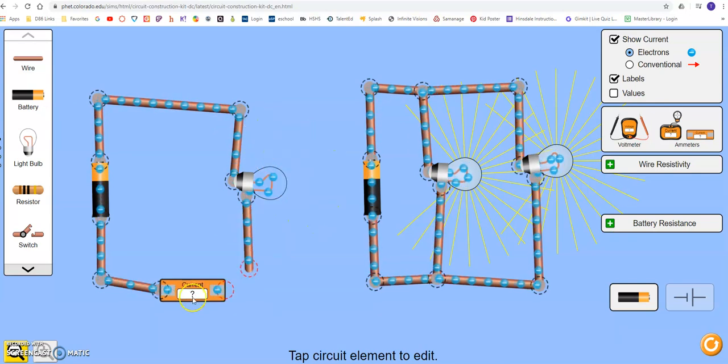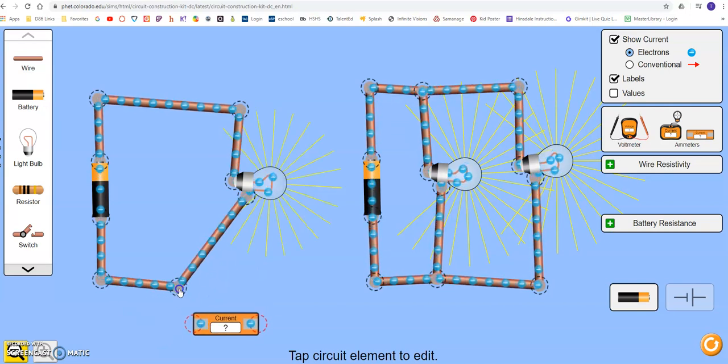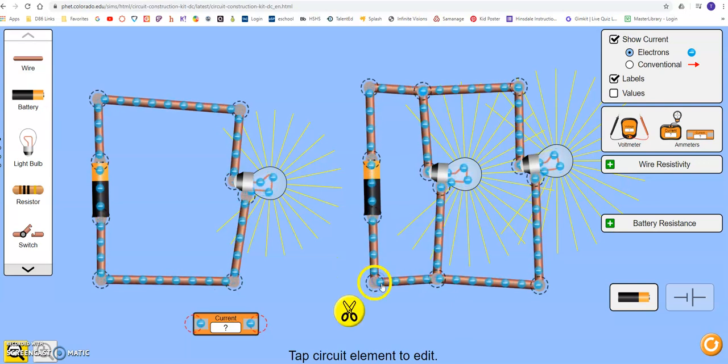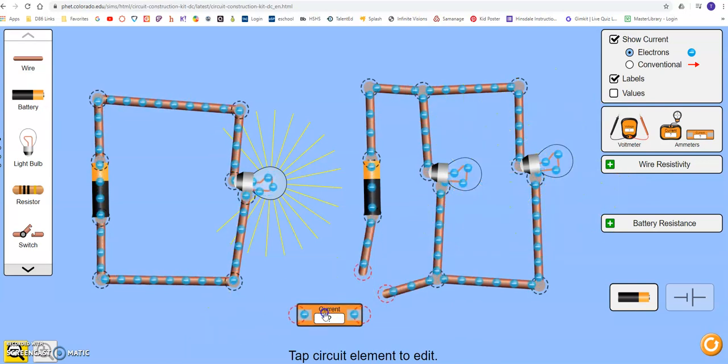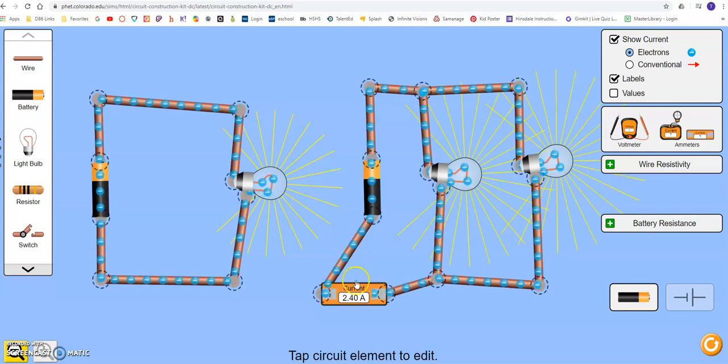So that makes it very difficult to measure current because you're disconnecting parts of the circuit and then reconnecting them. And I could do that over here too. I could disconnect the wire here, and I could put my multimeter in here and test the amount of current flowing out of the battery and into those two bulbs.